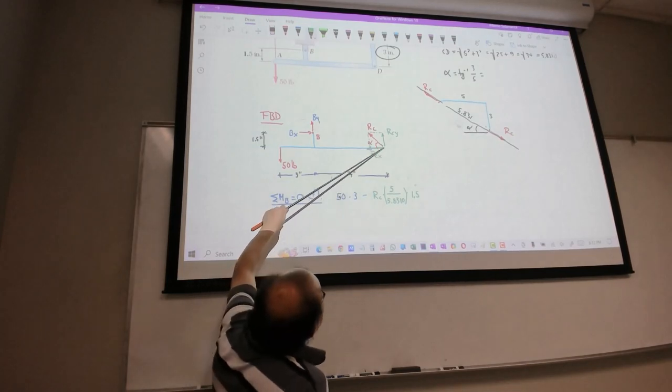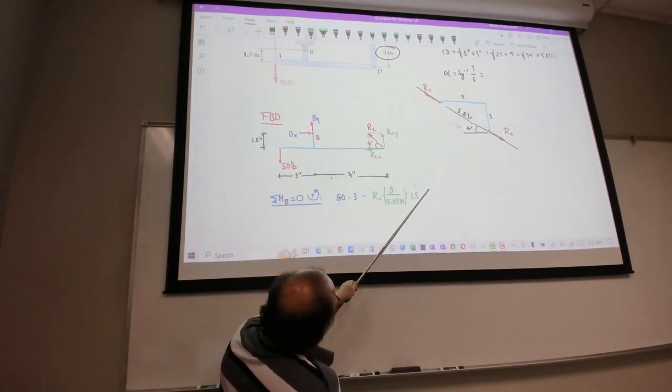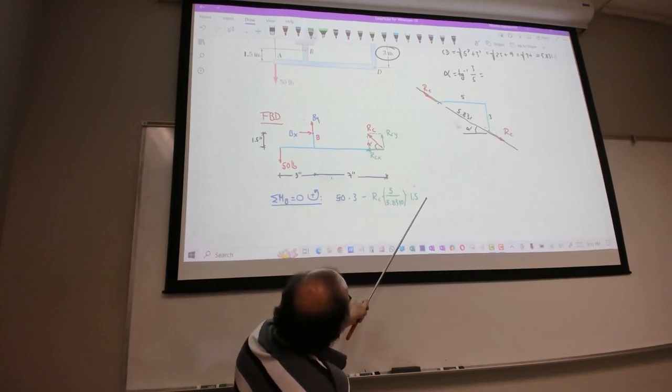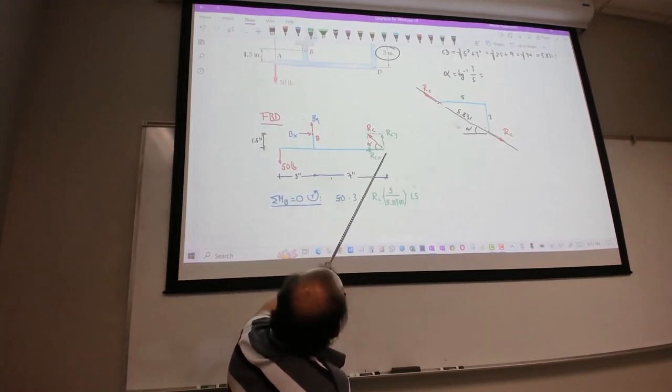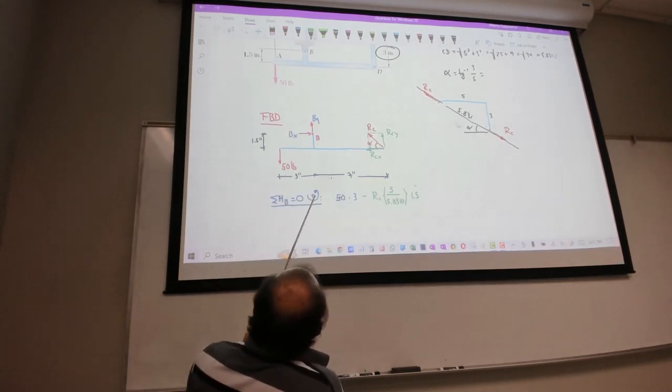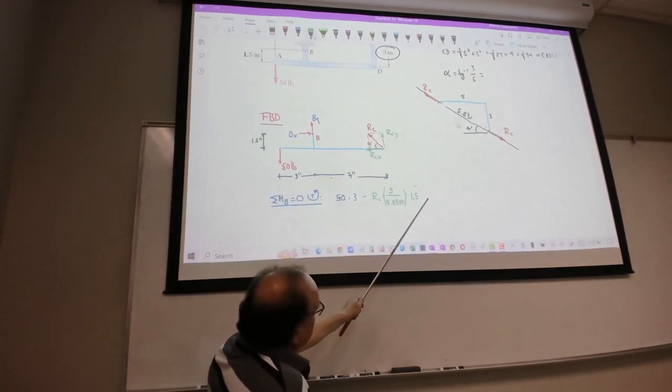Right? Now, this one is going up, so what will be the sign here for this force? I'm going to put that force now here. Positive or negative? Positive. Positive, because it goes like this around point B, counterclockwise. So counterclockwise, positive, all right?